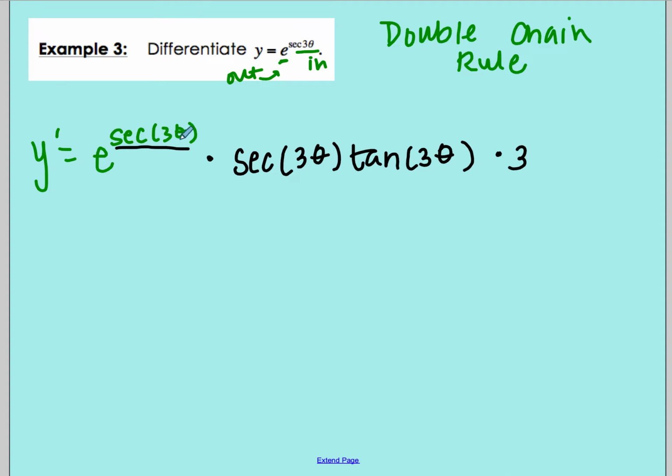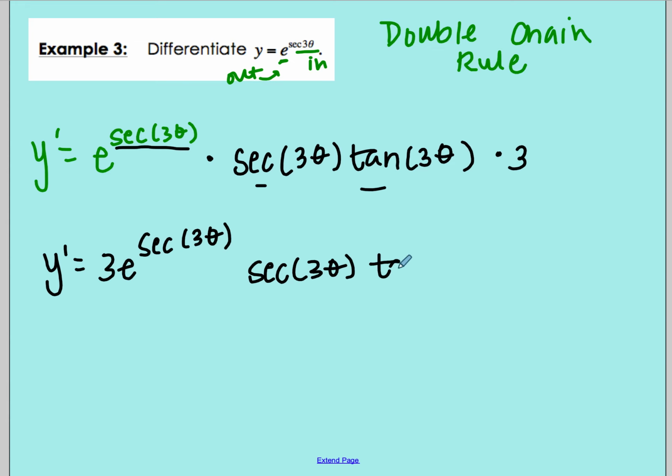Now you need to take the derivative of this inside piece. The derivative of secant is secant tangent, with our original inside, 3 theta. And then we take the derivative of that inside. The derivative of 3 theta is just 3. Then I would just rewrite this and put that 3 in front: 3 e to the secant of 3 theta, secant of 3 theta, tangent of 3 theta. And that would be your answer for example 3.